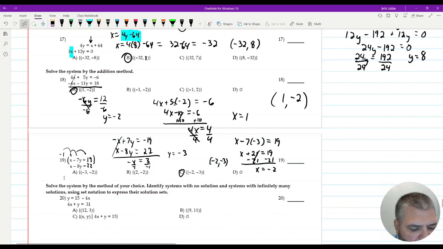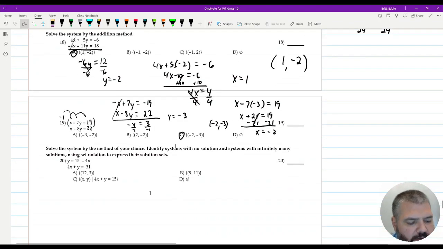All right, the last problem says to use the method of your choice. So it doesn't matter how you work it out, elimination or substitution. I will tell you just by looking at it, you already have y solved for. So all you would really have to do is take the 15 minus 4x and plug it in for y. And then you'd be able to solve for x. So if I plug that in, I have 4x, and then I don't have a number in front of the y. So when I plug it in, I don't have to put it in parentheses. This is one of the only times that's happened. So plus 15 minus 4x equals 31.